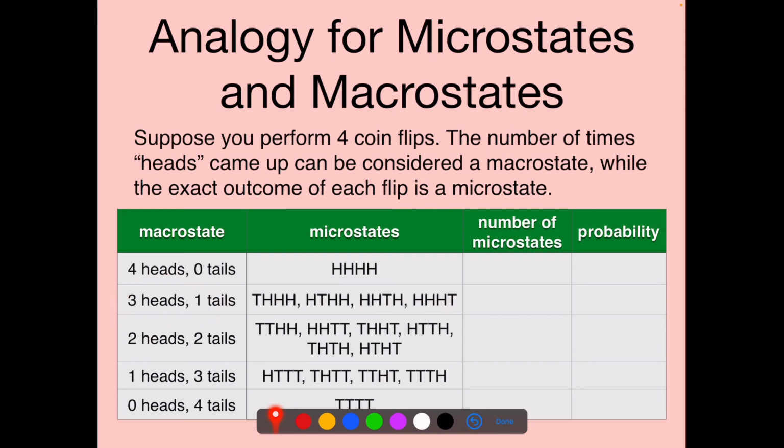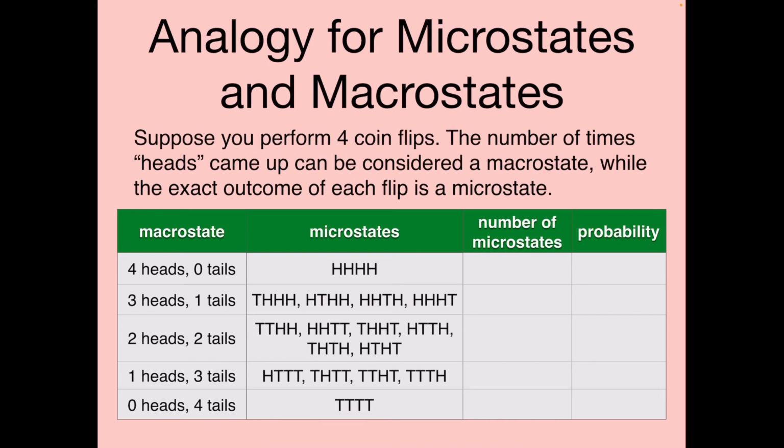Okay, I can also get an even split. I can get 2 heads, 2 tails. There are actually 6 different ways that that can happen. So I can get 2 tails followed by 2 heads. And then I can get 2 heads followed by 2 tails. I can get tails, heads, heads, tails. Get heads, tails, tails, heads. Or I can get tails, heads, tails, heads. Or I can get heads, tails, heads, tails. So there are 6 different ways I can get that even split. What we say is there's 6 different microstates here.